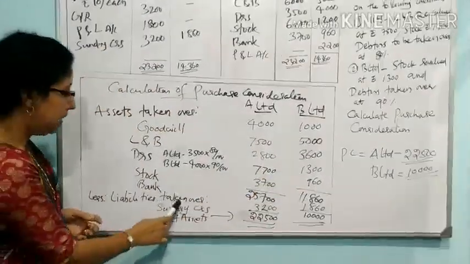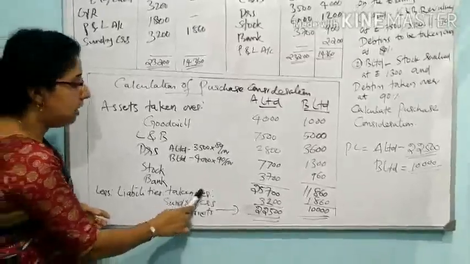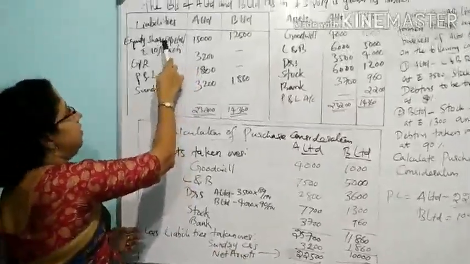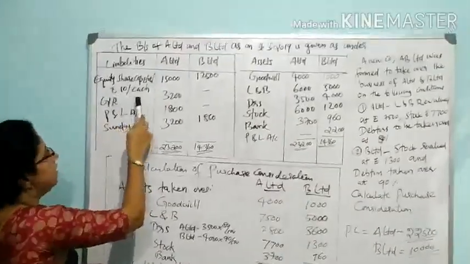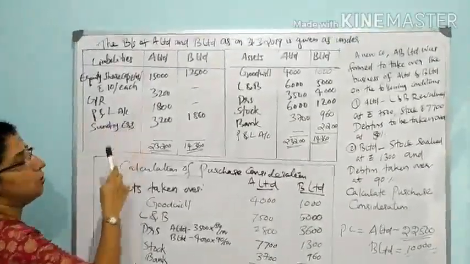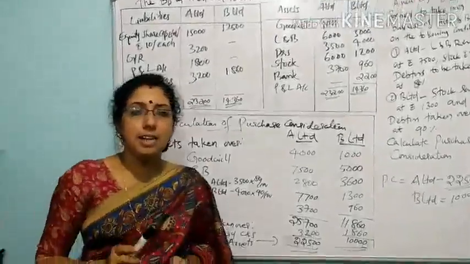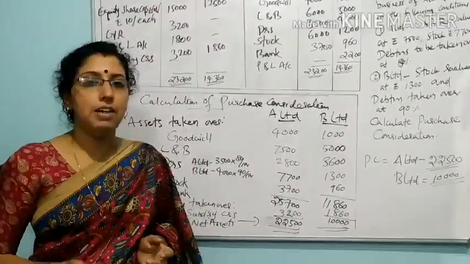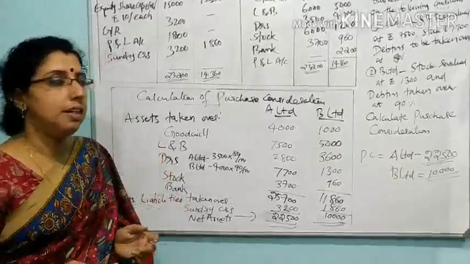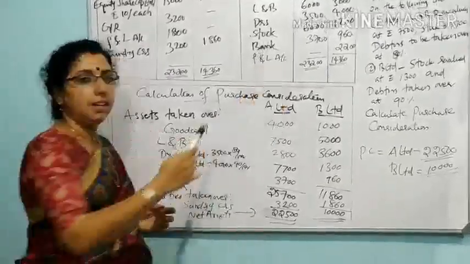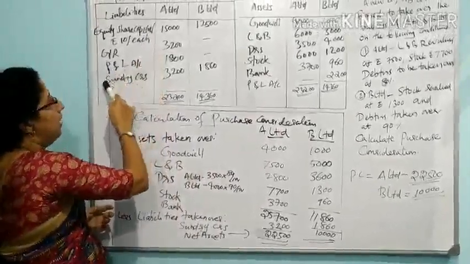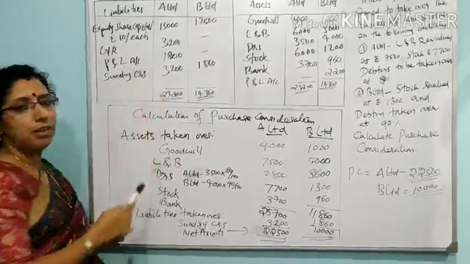Then liabilities taken over include only sundry creditors. But there are three other items: equity share capital, general reserve, and profit and loss account. We know that these three items are internal liabilities. So in the net asset method, we never take internal liabilities and fictitious assets. We take only the external liabilities for calculating PC.